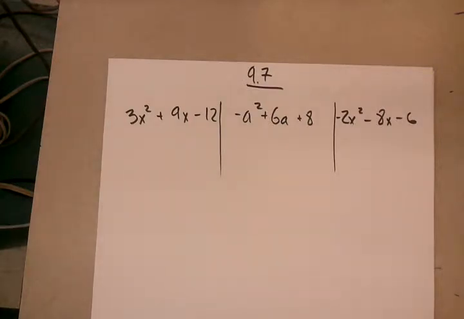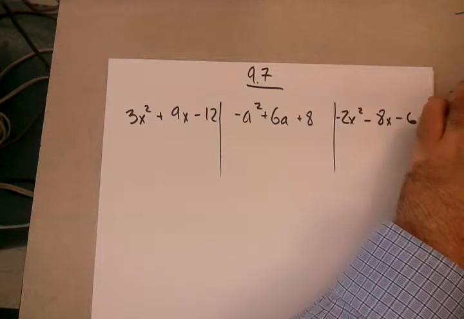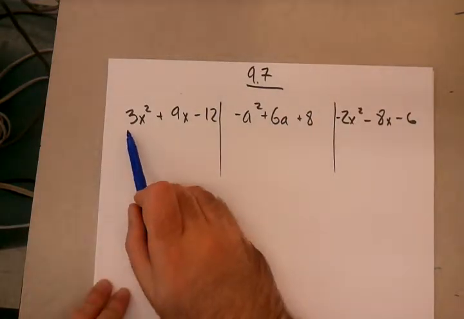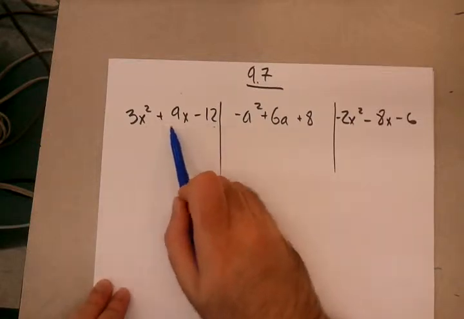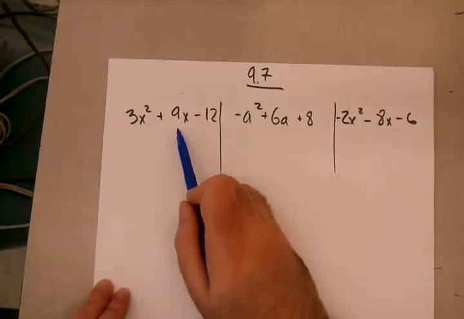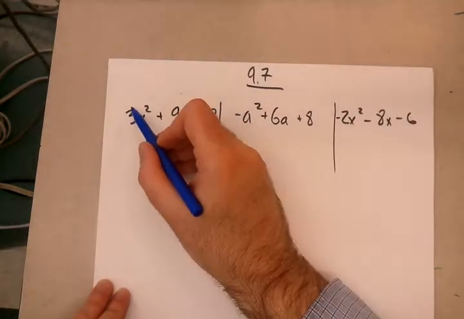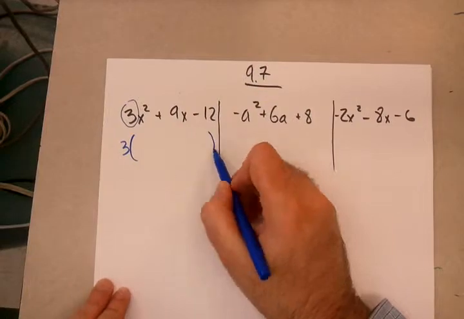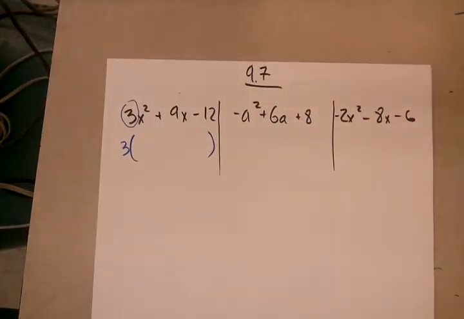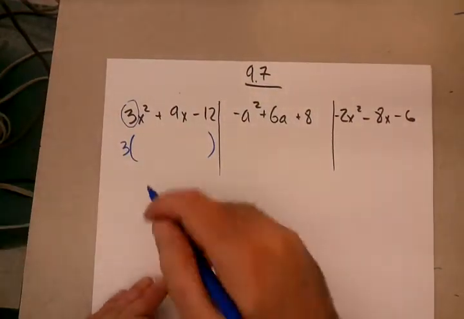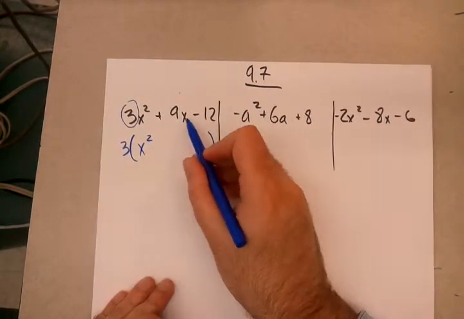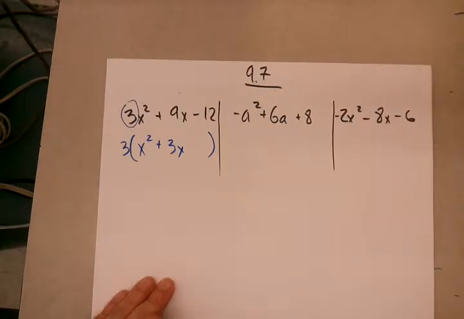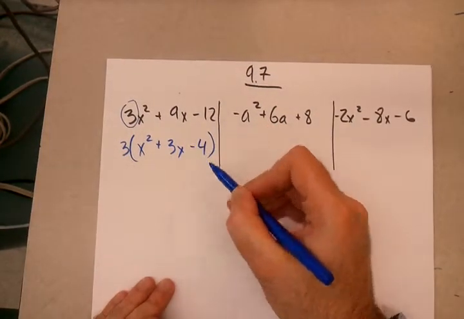Well, what do we do? Let's take a look at this problem, because we don't actually have to do the difficult parts yet, because you can factor out a 3 out of everything here, right? The 3 goes into the 3, the 3 goes into the 9, 3 goes into the negative 12. So I'm going to factor out this 3. And then inside goes what's left. 3x squared divided by 3, that's x squared. 9x divided by 3, well, that's just 3x. And negative 12 divided by 3, that's a negative 4.